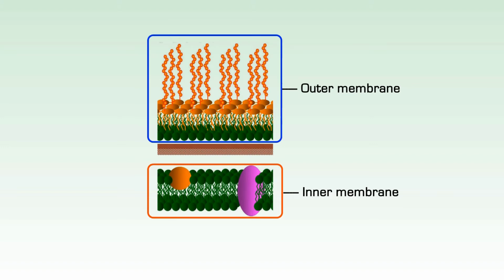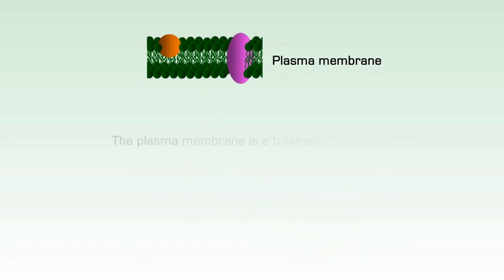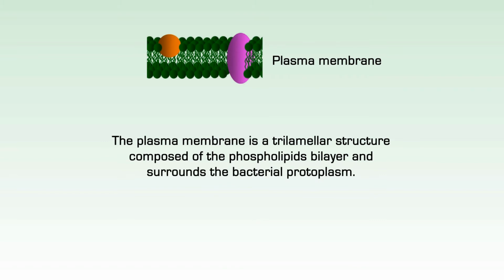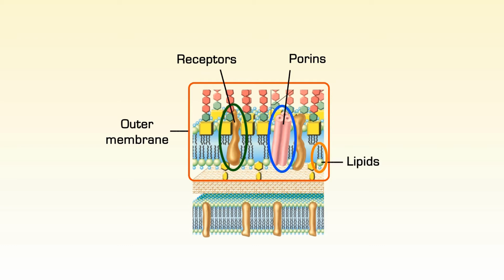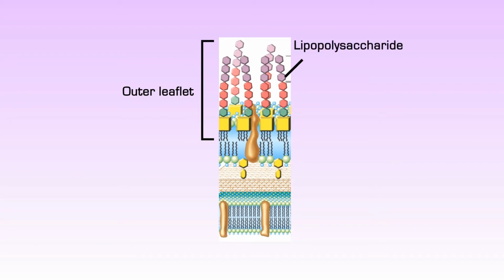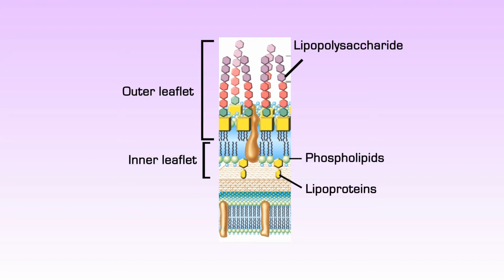The inner membrane is called the plasma membrane, and the plasma membrane is a trilaminar structure which is composed of a phospholipid bilayer and surrounds the bacterial protoplasm. Coming to the outer membrane, the outer membrane also forms a trilaminar structure and consists of proteins such as porins, receptors, and an asymmetric distribution of lipids. The outer leaflet is composed of lipopolysaccharide and the inner leaflet consists of phospholipid and lipoproteins.